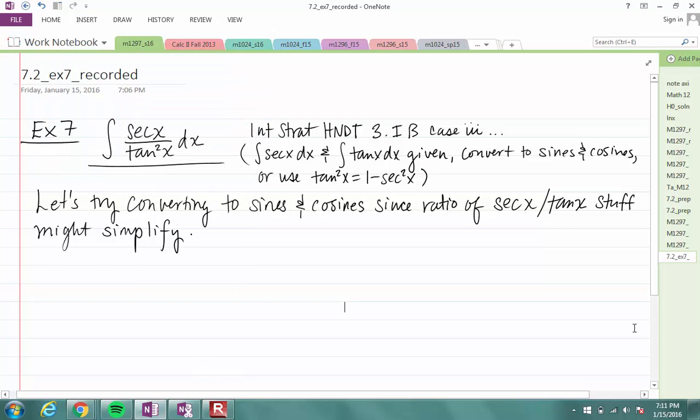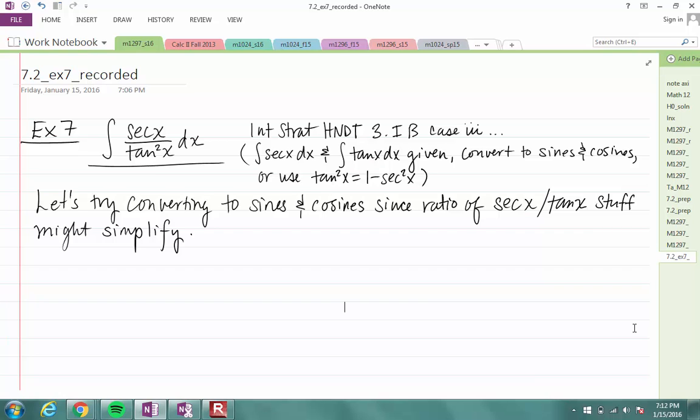This is example 7 from section 7.2, the final example from this section. And what we got is the integral of secant x over tangent of x squared. Because we have secant and tangent stuff, it makes sense to start thinking about our trig integration, case B, which has to do with tangent and secants.